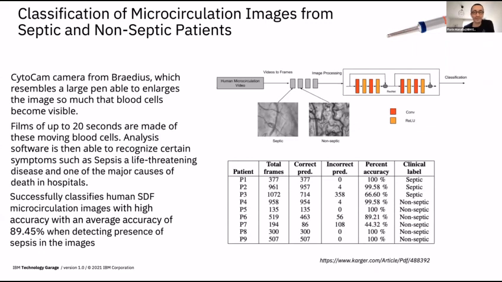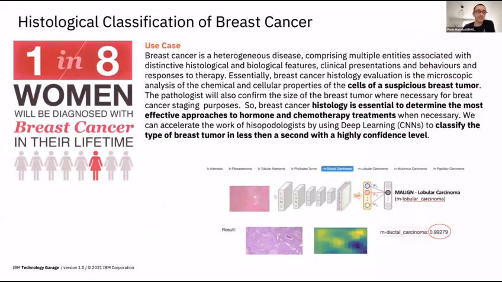So that's very fast. Another thing is breast cancer, which is well discussed and so on. This is an example of using it in the histopathology part to try to identify the type of the cells, the cancer cells there, and classify them with very good accuracy.